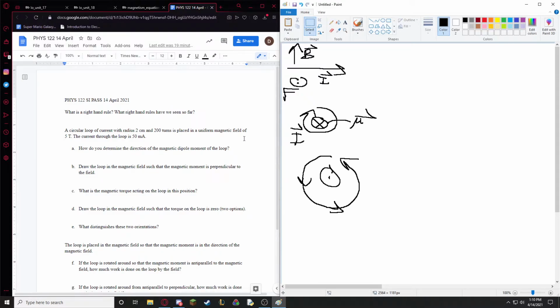So how would we actually go ahead and determine the direction of the magnetic dipole of this loop? Everyone just shout out. So if we have our loop looking like this, with current going around in this direction, what direction is the magnetic dipole going to be in?